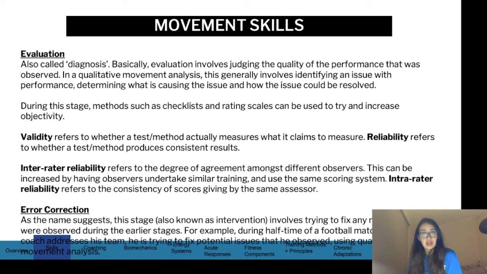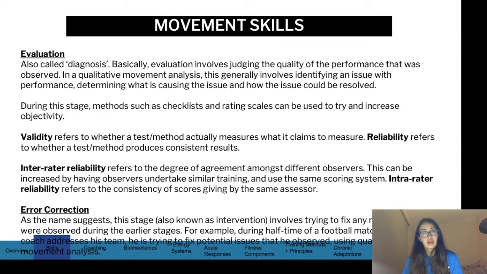So we can use things such as checklists and rating scales to try and increase objectivity and evaluate or categorize the performance of the individual. Validity is another measure. It refers to whether a test or method actually measures what it claims to measure. And reliability refers to whether a test or method produces consistent results.